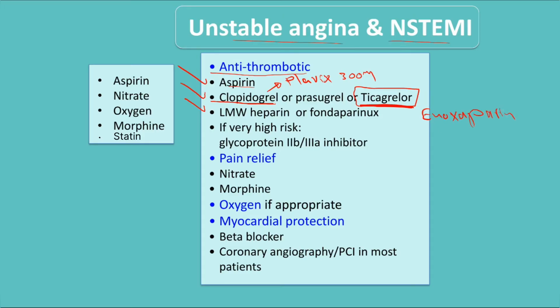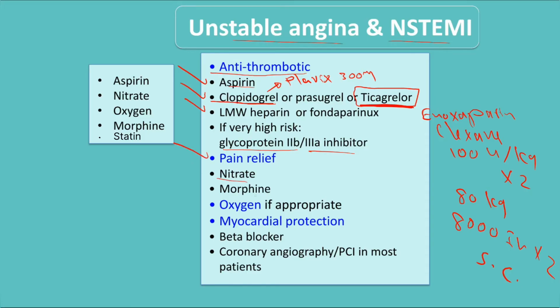Enoxaparin, also called Clexane. The dose is 100 units per kg twice daily. For example, if a patient is 80 kilogram, this patient should receive 8,000 units twice daily subcutaneously. Glycoprotein 2B3A inhibitors are received in the cardiac center for high-risk patients. For the pain relief, we have nitrate and morphine, oxygen if appropriate.